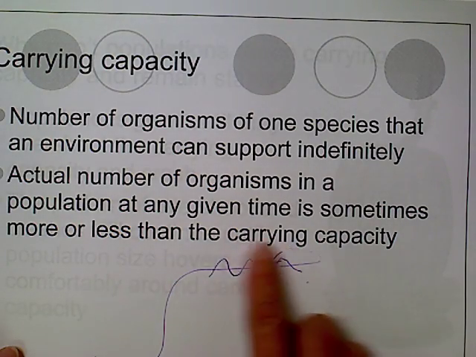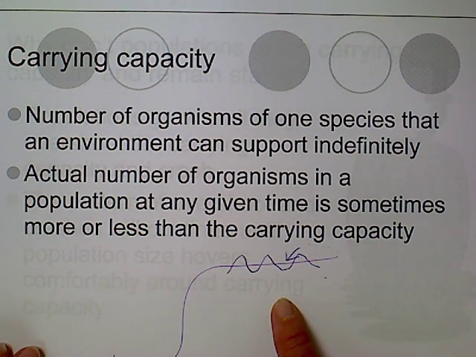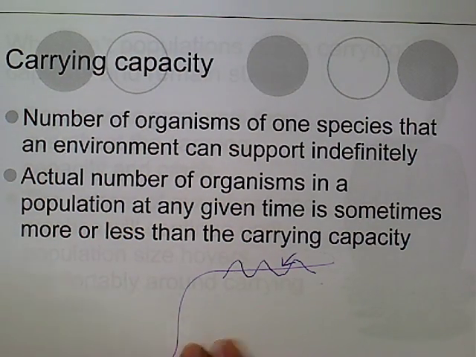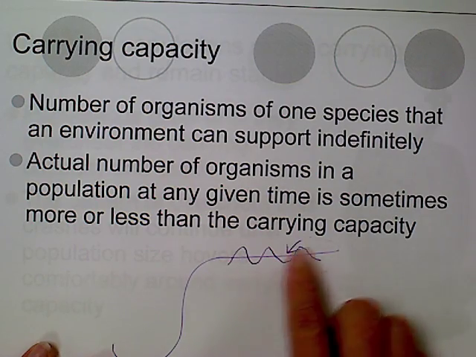I said that at the very top part of our S graph is called our carrying capacity. And this is the actual number of organisms that a population can have at any given time based on the environmental factors there that can support it. The interesting thing about your carrying capacity is that it's never going to stay nice and straight like this. It's going to go up and down. It's going to hover around that line.